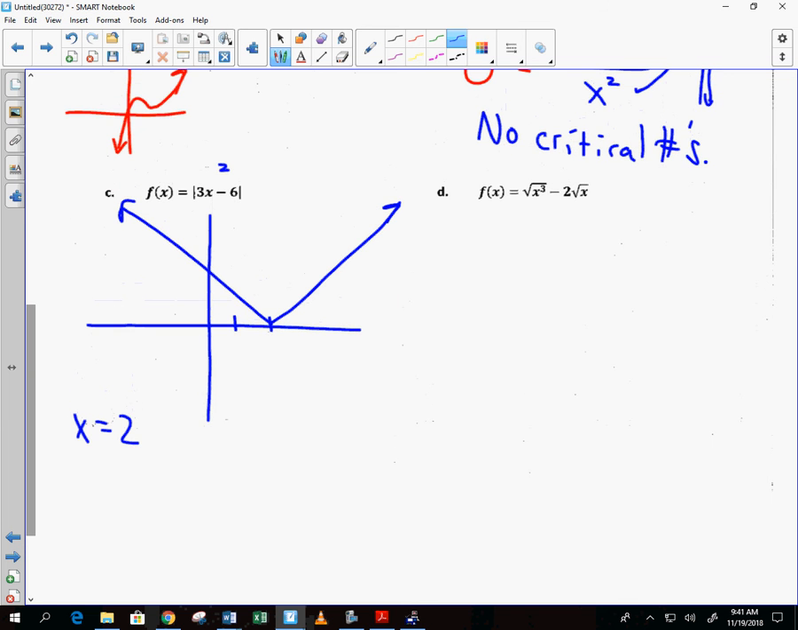Let's look at the last one. I'm going to rewrite this so I don't have radicals. This would be x to what power? 3 halves minus 2x to the 1 half. Okay.